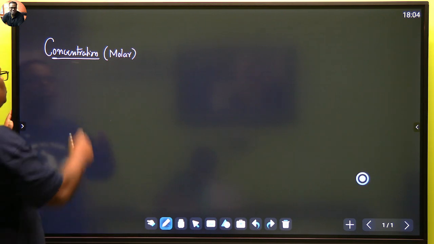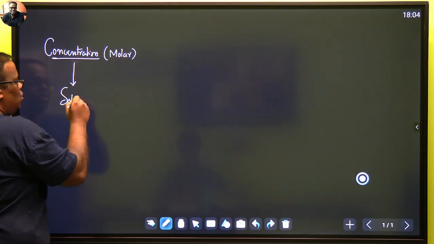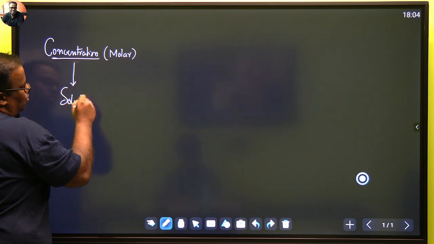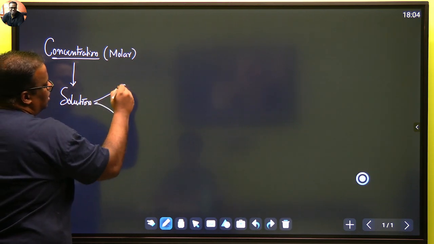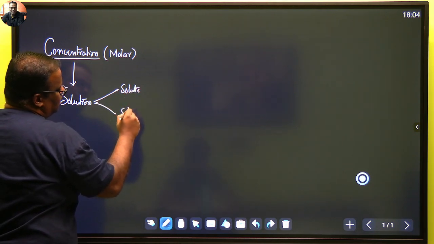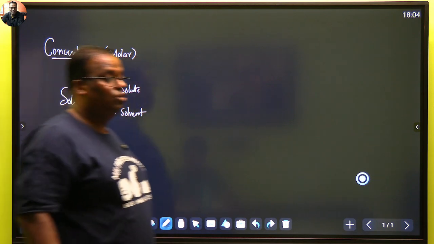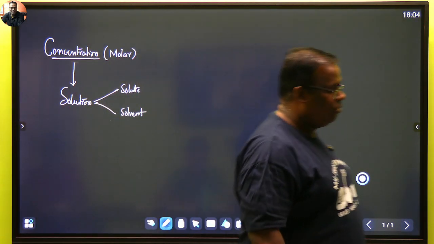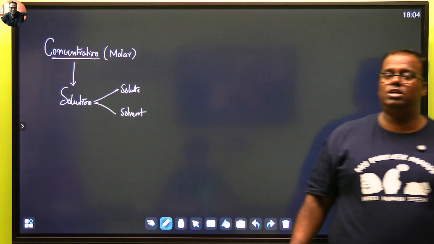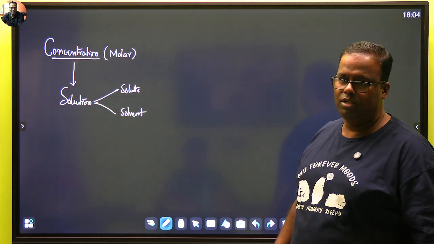Whenever you talk about concentration, children, you are talking in terms of something called a solution. A solution has 2 parts: a solute and a solvent. You know the difference between the 2? Okay, there are 2-3 ways. Number 1 is, the one present in less quantity is always the solute. The one present in more is always the solvent.